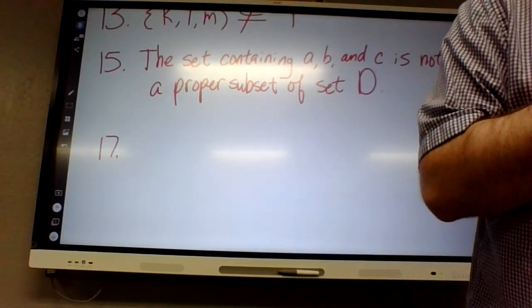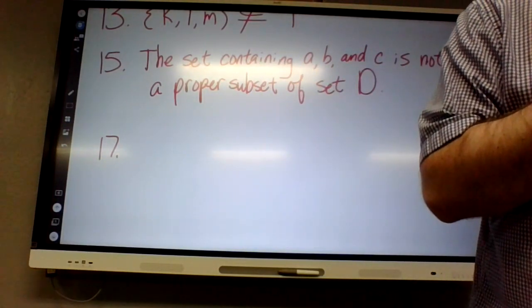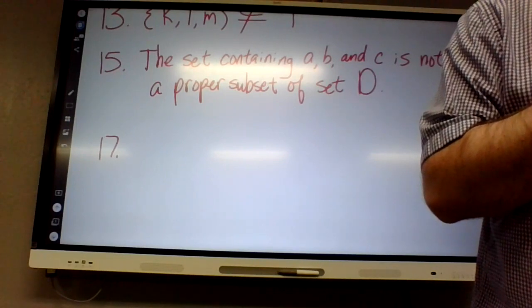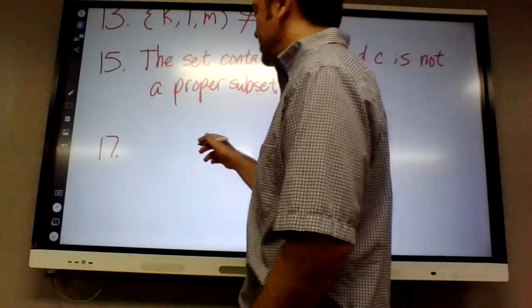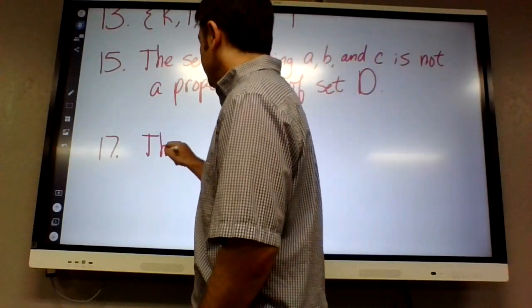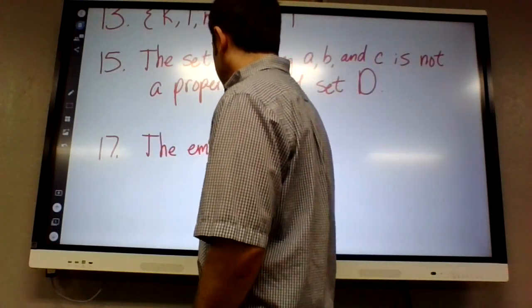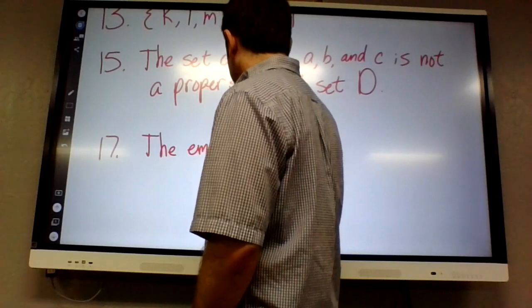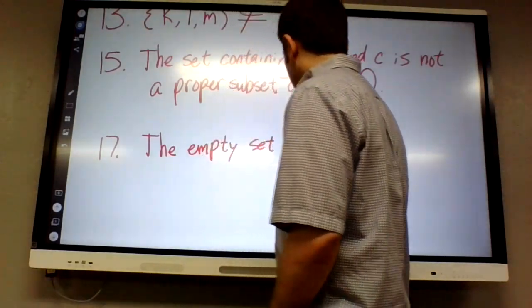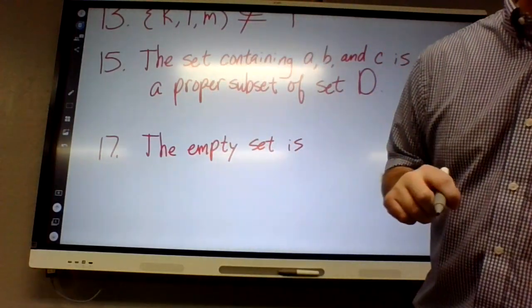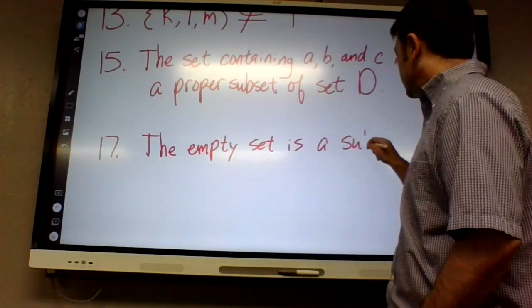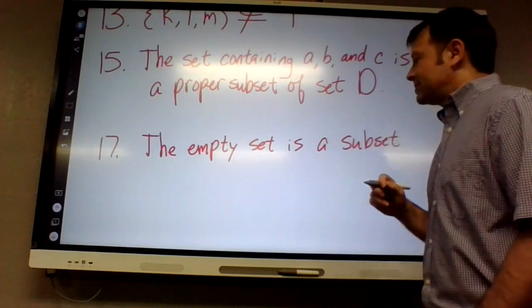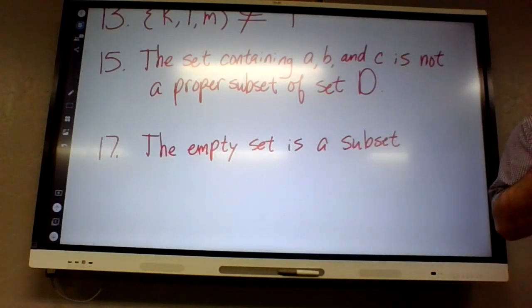17. That is an element of set U. The empty set, or you could say the null set. Is the empty set a subset of... Okay, that set U there, U actually is special. It means the universal set.